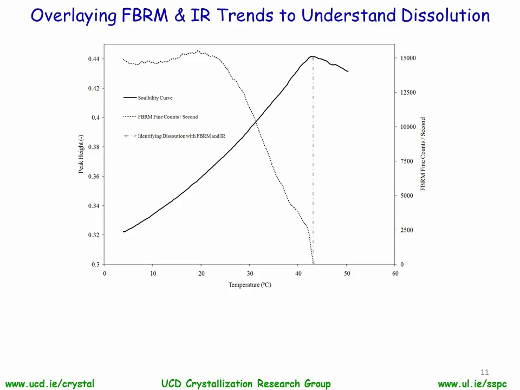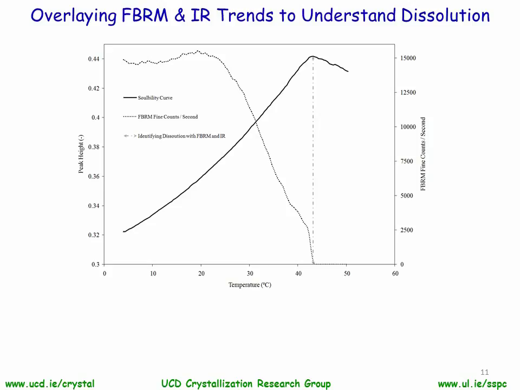So now let's assess dissolution via FBRM and IR. Again, this is really the power of in situ control. On our primary y-axis is peak height of our solute, and on our secondary y-axis we have our FBRM fine counts per second. On our x-axis we have our reactor temperature. As we increase our reactor temperature, going from left to right on our x-axis, you can see there is a decrease in our FBRM fine counts measured per second. That obviously corresponds to dissolution.